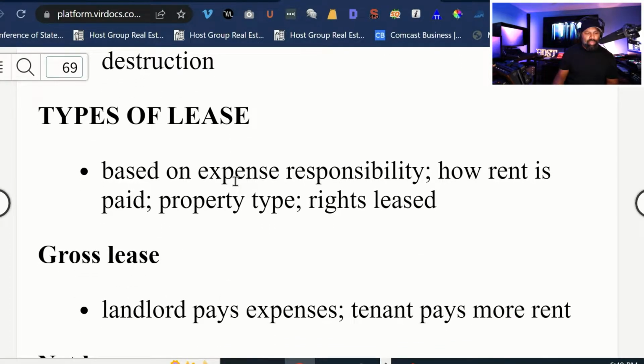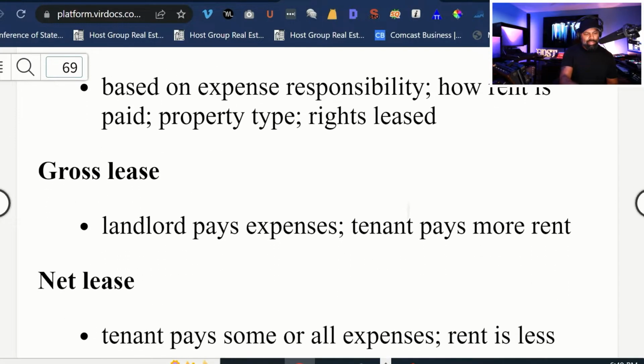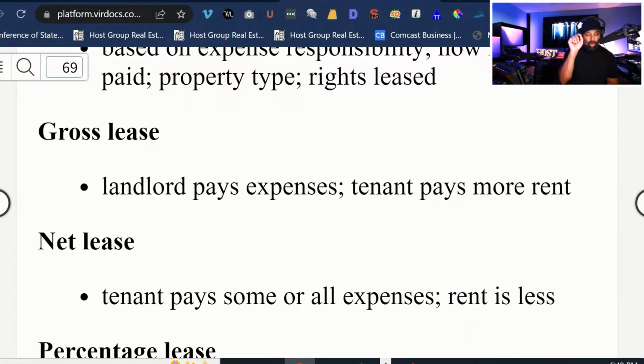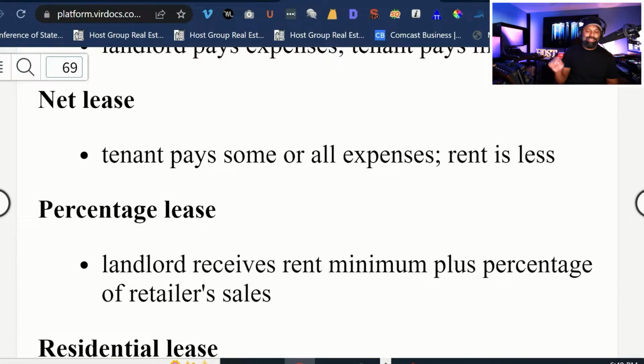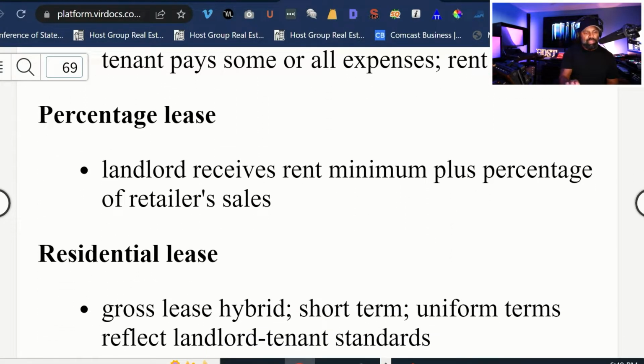Types of leases are based on expense responsibility, how rent is paid, property type, and the rights leased. The gross lease, you want to memorize these. Gross lease: landlord pays all expenses, tenant pays more rent. Net lease: tenant pays some or all expenses, rent is less. Sometimes we call it a triple net lease. A percentage lease is where the landlord receives a minimum rent plus a percentage of the retailer's sales.